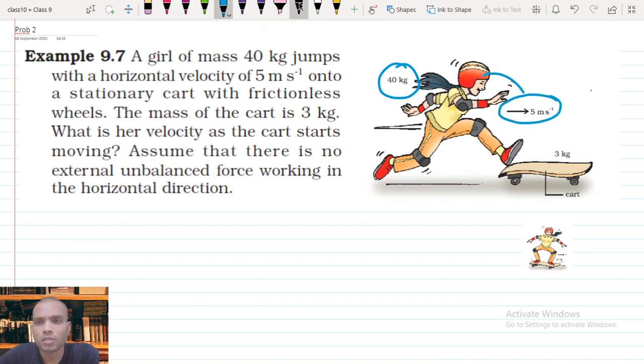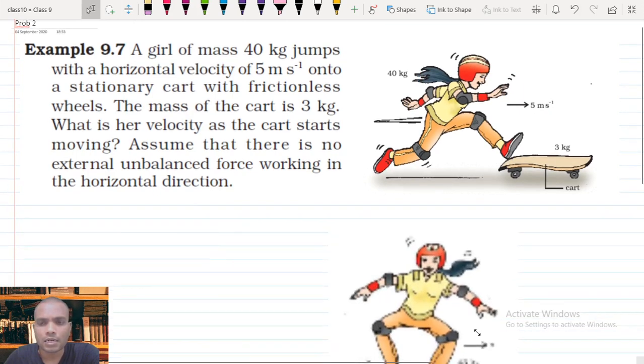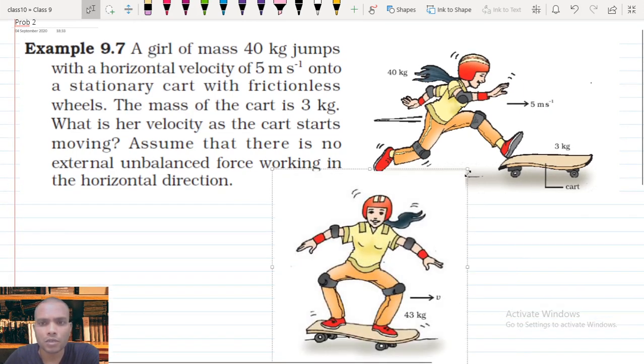So this is the velocity of the girl, and she is jumping on a stationary cart. So this cart is stationary, means the cart is at rest, but the mass of the cart is given as 3 kg. After the girl jumps on the cart, what happens? They both will move together, the cart and the girl. That is also shown in the figure. So the girl and the cart both move together.